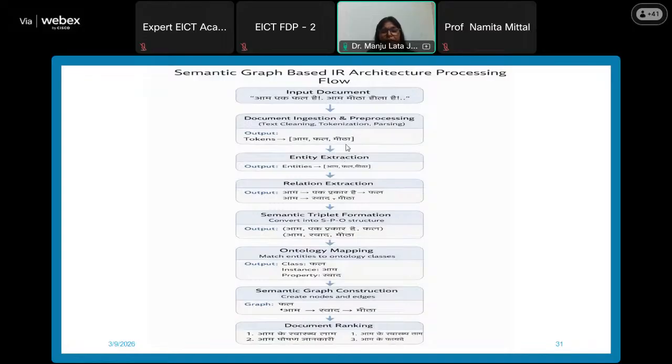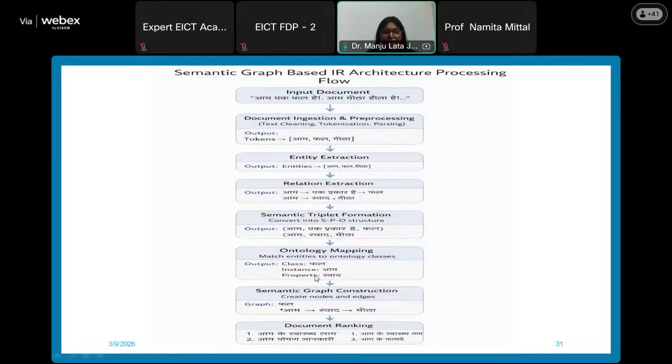Entities extraction. Among these, there are two entities, aam and phal, and meetha is basically an attribute of that. Relation extraction: the relation between aam and phal is that aam is a kind of phal, aam ek prakar hai phal ka. So here we are extracting the relations. Semantic triplet: aam ek prakar hai phal, or for the second sentence, aam, swad, meetha. These triplets were derived by semantic triplet formation.